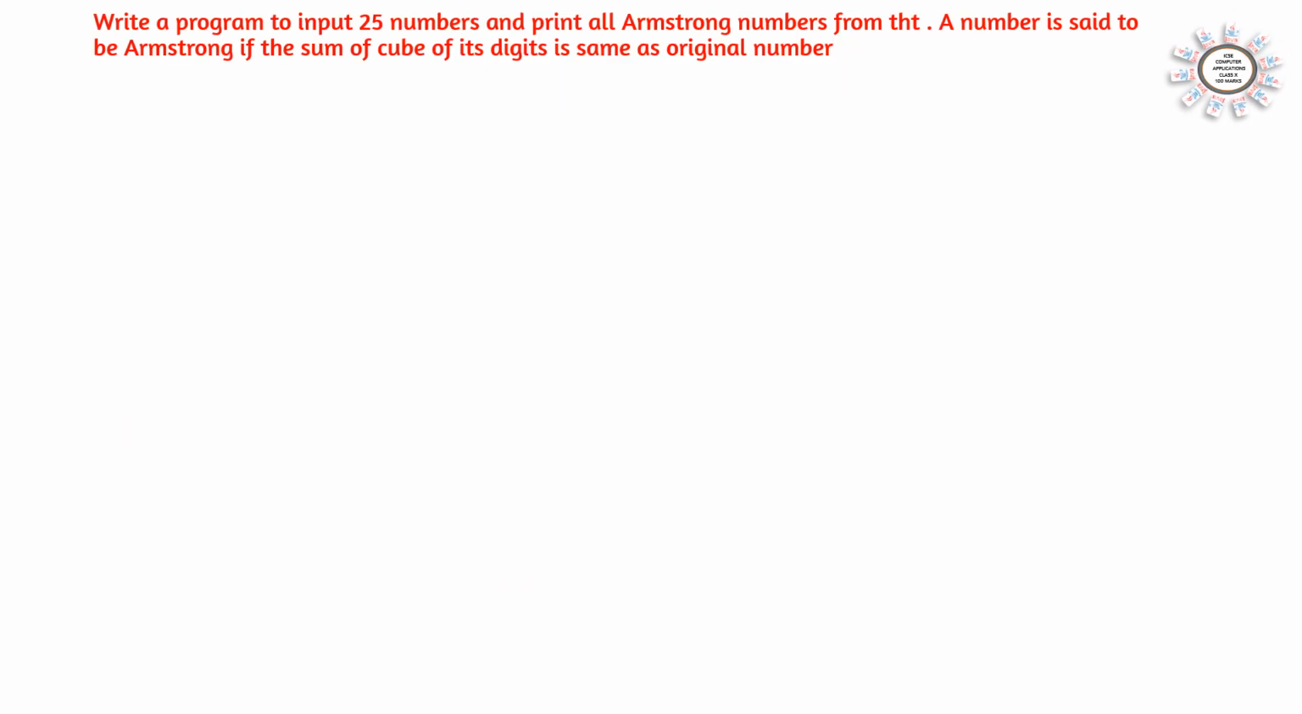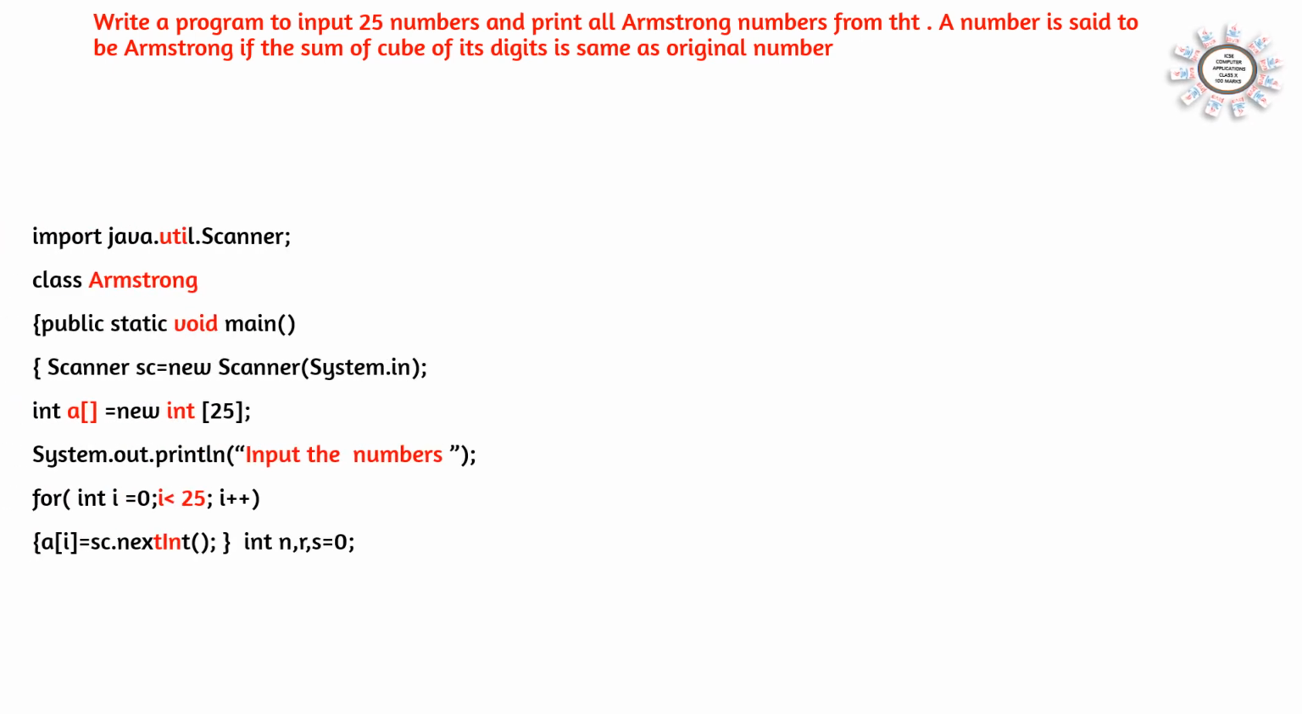The next question we are going to discuss is, write a program to input 25 numbers and print all Armstrong numbers from that. A number is said to be Armstrong if the sum of cube of its digits is the same as the original number. So we have to input 25 numbers, and one by one we will be checking all the numbers and print only those numbers which are Armstrong. So now we can start.